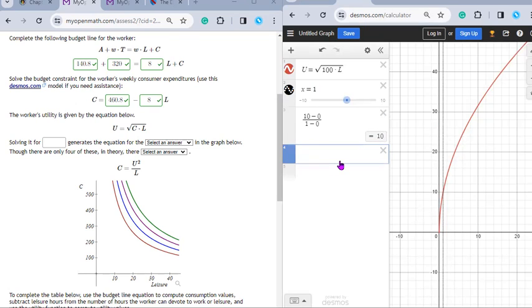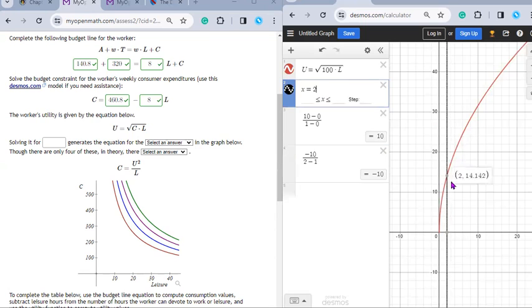All right, I'm going to copy this. And I'm going to get rid of the zeros. Because now we're going to start from 1 and go to 2. We're going to go to 2 hours of leisure, right? So I'm going to go to 2 hours of leisure. When I go to 2 hours of leisure, my utility is now 14.14. I'll call it 14.1.